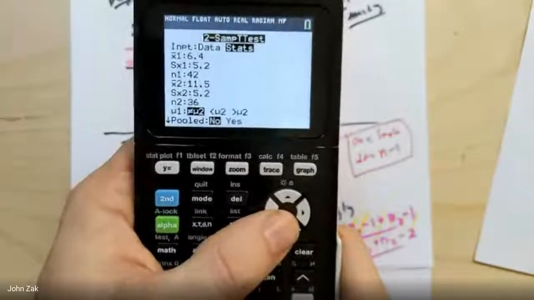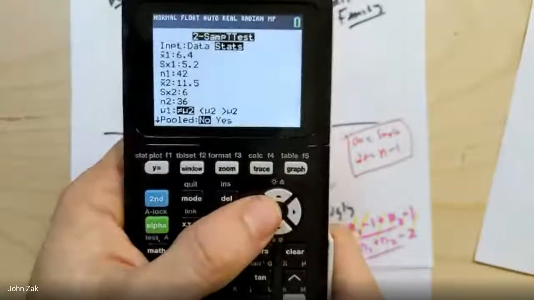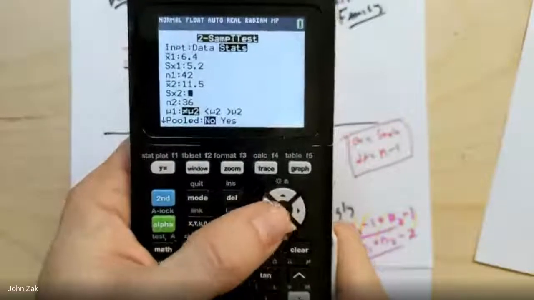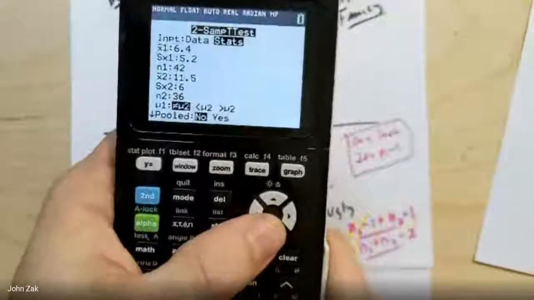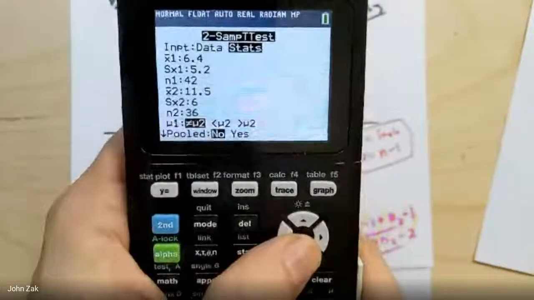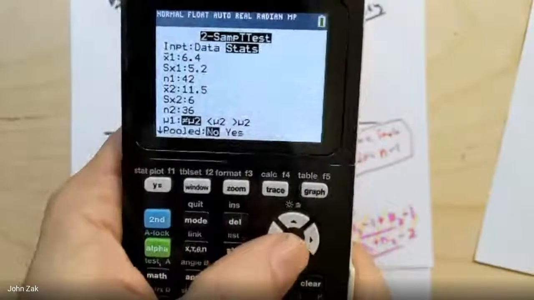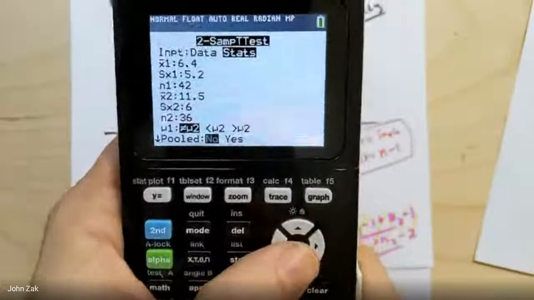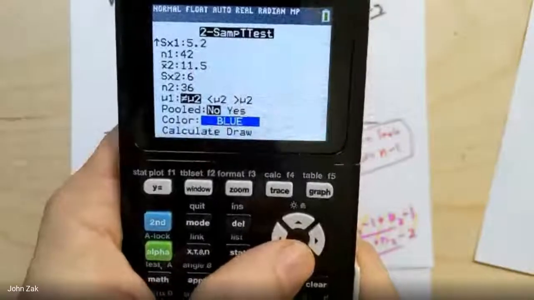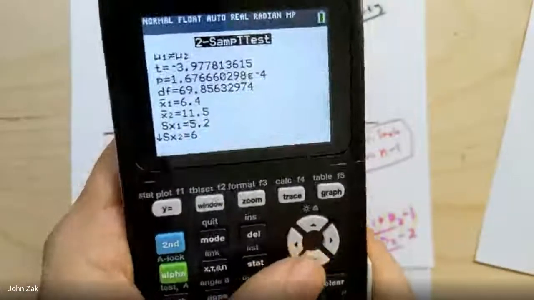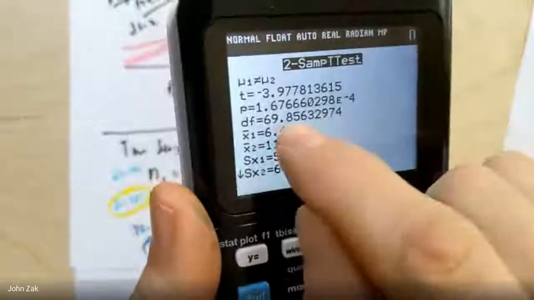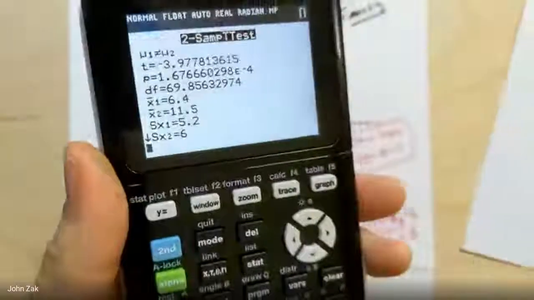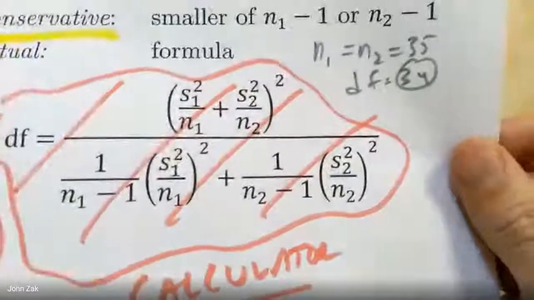Let's say it had a standard deviation of something kind of big as well, let's say 6 pounds, and the sample size there was 36. If I did a test that these two things simply are not equal, I guarantee you we're going to get significant evidence. If I hit no to pooling and I hit calculate, then notice the degree of freedom is 69.856. It tells it to you right there. And that's what the calculator figured using this formula.